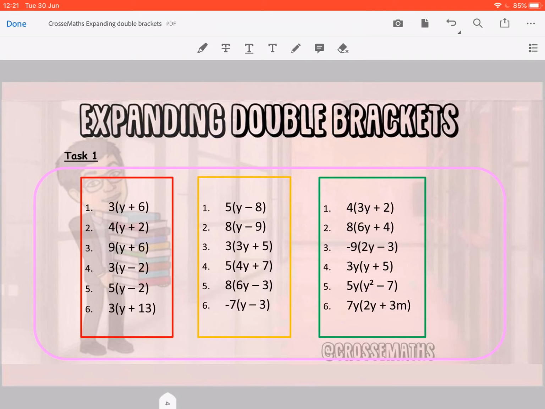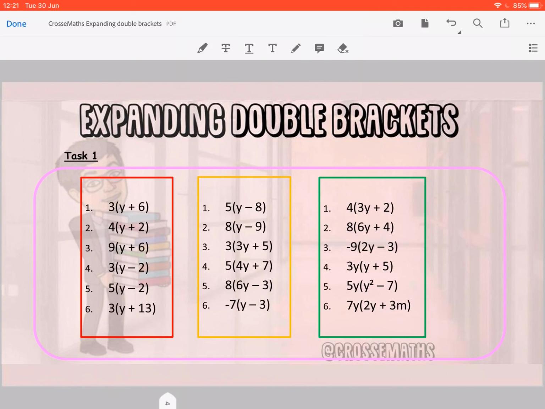It's more important that you try and hit a box you think you can do, rather than try one that's too hard, get them all wrong and destroy your confidence. Pick the one you think your confidence is at the moment. Pause the video and have a go.